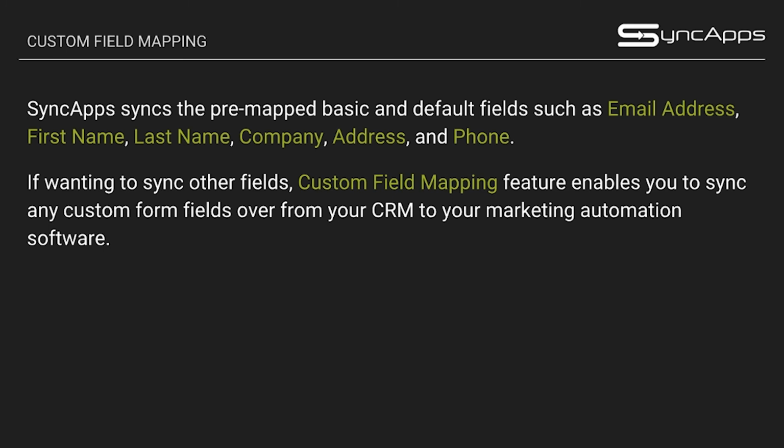So what is custom field mapping? Basically, SyncApps only syncs the pre-mapped basic and default fields such as email address, first name, last name, company, address, and the phone. If you want to sync other fields than those of the pre-mapped ones, the custom field mapping feature is very handy for you, as it enables you to sync any custom form fields over from your CRM to your marketing automation software.